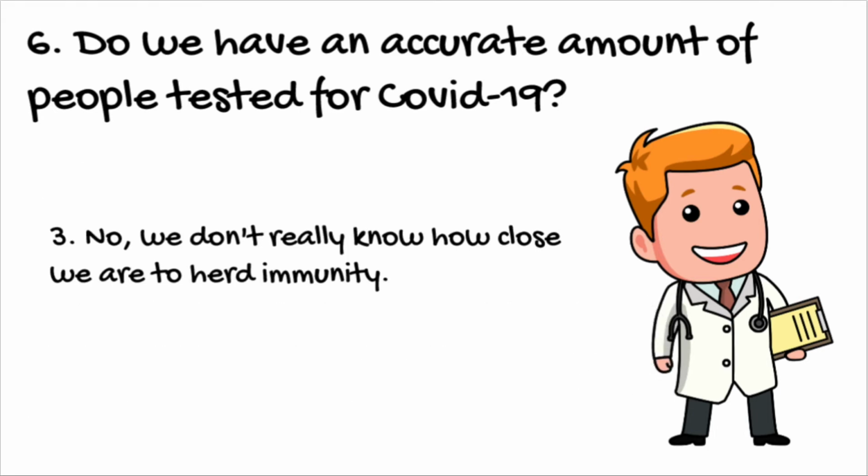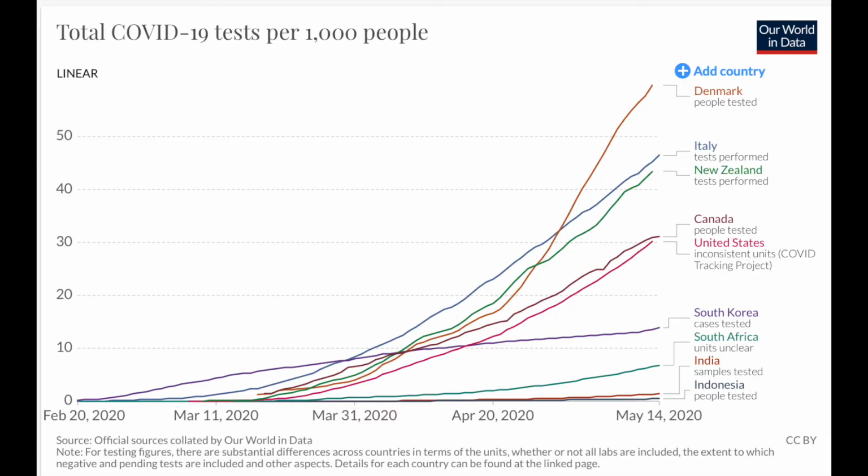It's 3. No, we really don't know how close we are to herd immunity. This one should have been easy, as I have been stating all the problems we have been having due to the lack of testing. Just to emphasize what I mean, look at this graph on testing worldwide. While the U.S. has increased its testing, it is nowhere near where it should be. This becomes obvious in this next chart.